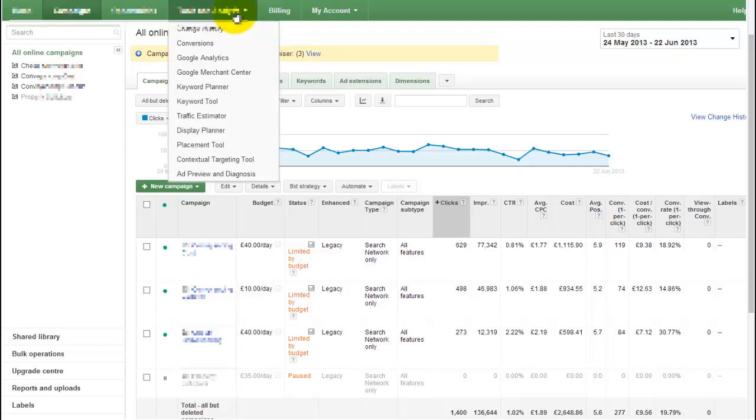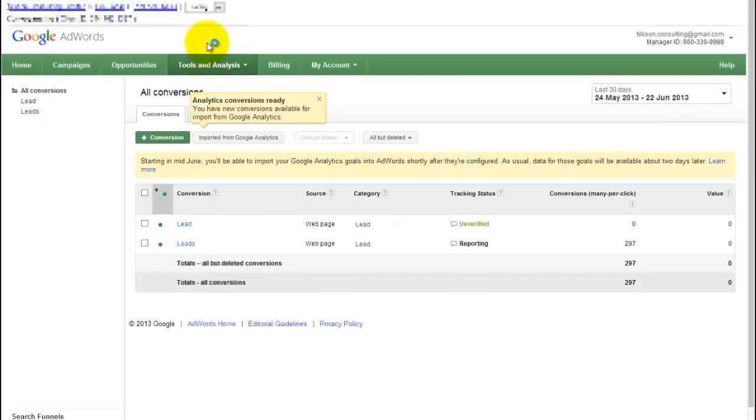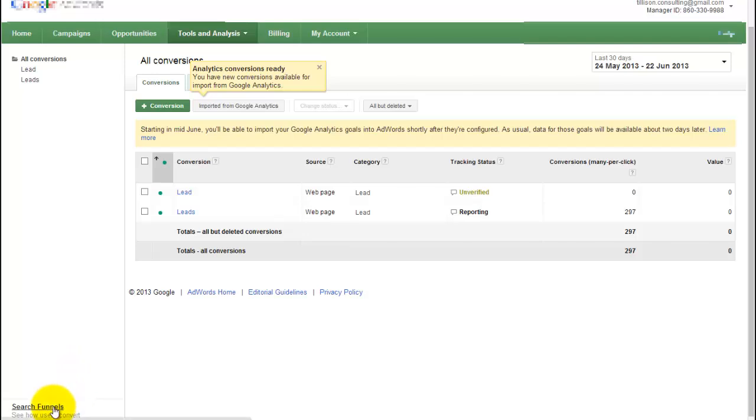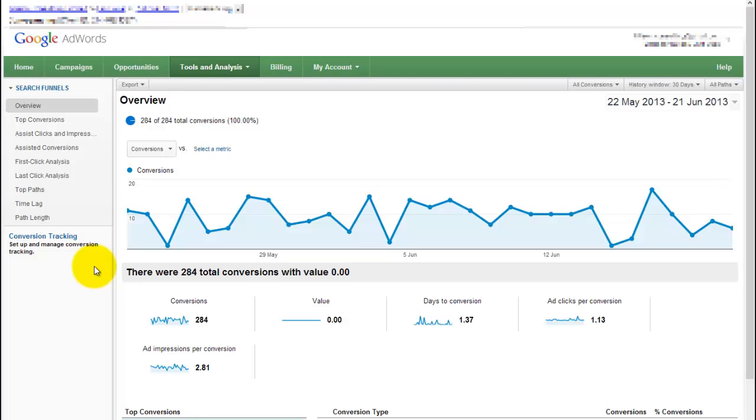So if we go to Tools and Analysis and we look at Conversions, and then down here on the left you'll see Search Funnels. This is a description of how an audience behaves through a funnel, through multiple impressions and multiple clicks of your ads. And for many products and services, users need more than one click, more than one impression before they convert into a sale or a lead.